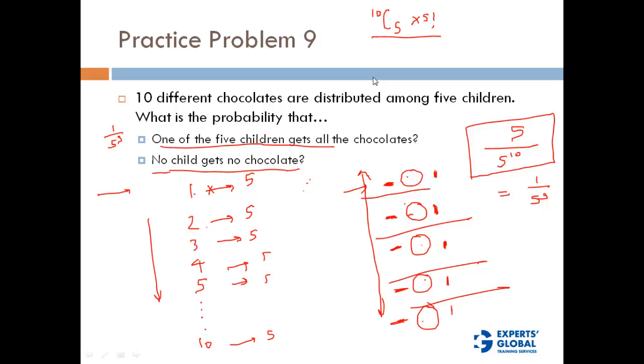10C5 into 5 factorial, or 10P5, and then from the remaining 5 chocolates, I just assign them randomly. The first chocolate will have 5 options to go to, second will have 5 options to go to, third will have 5 options to go to, like that for the pending chocolates. So that means it's going to be into 5 raised to 5. That is the total number of chocolate arrangements we can have, divided by the total number of arrangements, 5 raised to 10. So this is the probability of no child getting no chocolate.